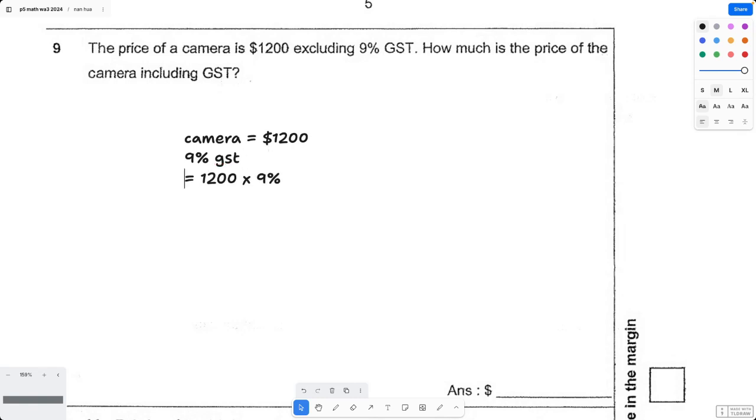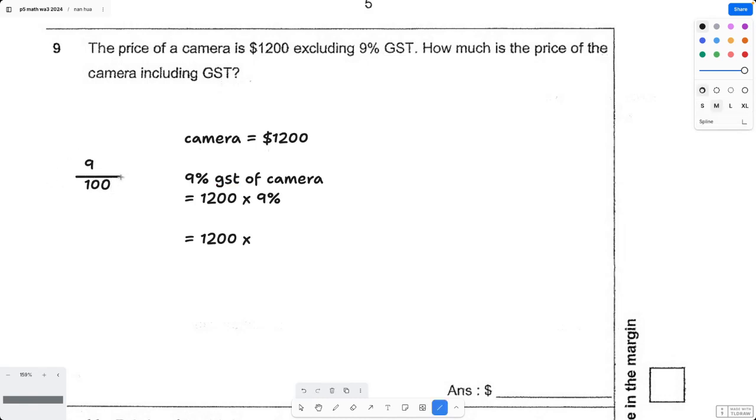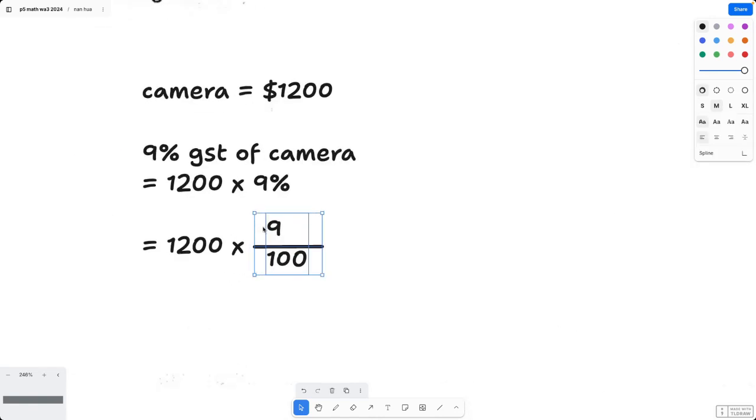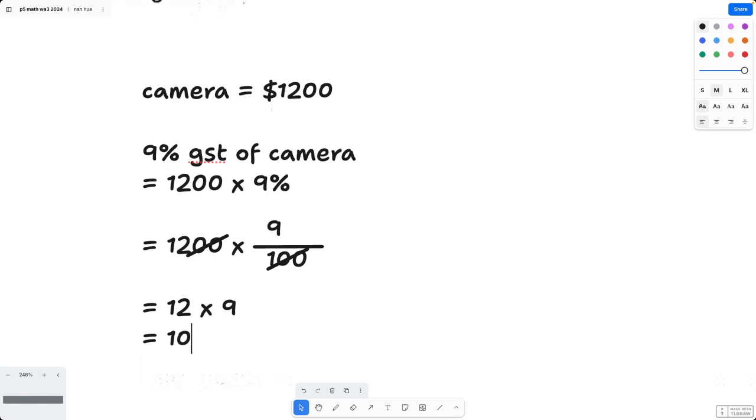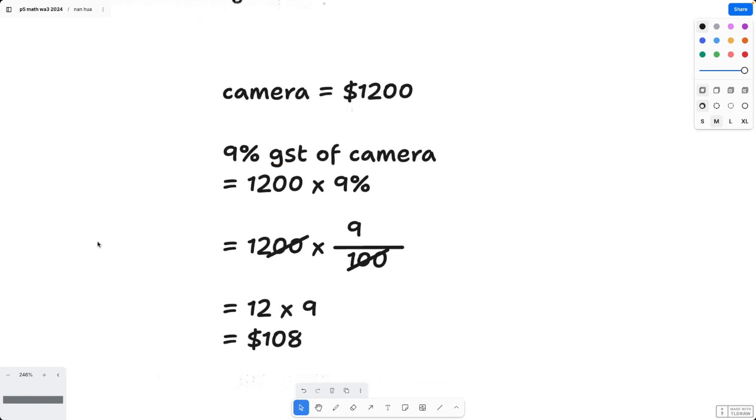Okay, in this case, of the camera. Okay, and what we can do is equal to 1,200 times 9 out of 100. All right, so it will look something like this. Then we can cancel the 100 with the 2 zeros here. And with this it will essentially become 12 times 9, which is equal to $108.